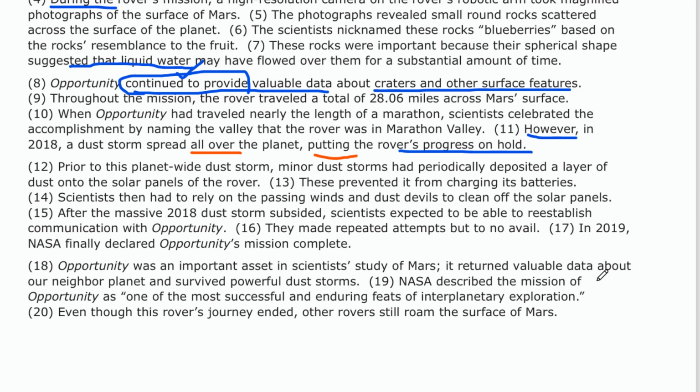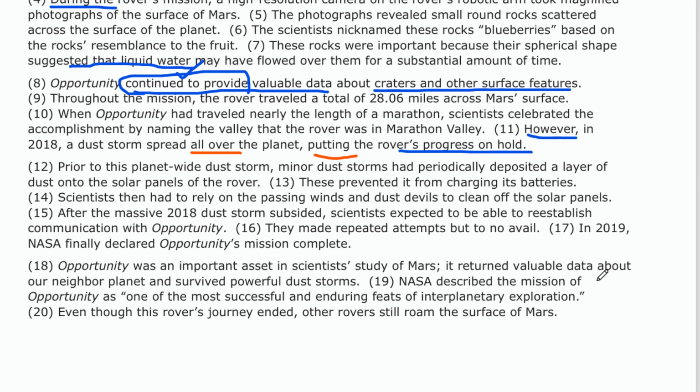So 12 says, prior to this planet-wide dust storm, minor dust storms had periodically deposited a layer of dust onto the solar panels of the rover. 13 says, these, that is, I assume these dust storms, prevented the rover from charging its batteries. That second part looks to be basically just an add-on idea, extra information about what the dust storms did to the rover. So it could possibly be some kind of dependent clause, maybe even a participle clause here at the end.